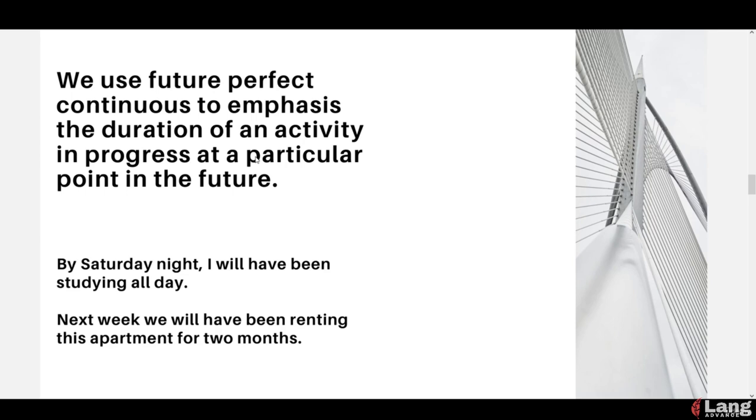We use future perfect continuous to emphasize the duration of an activity in progress at a particular point in the future. So, for example, by Saturday night, I will have been studying all day. Or next week, we will have been renting this apartment for 2 months.